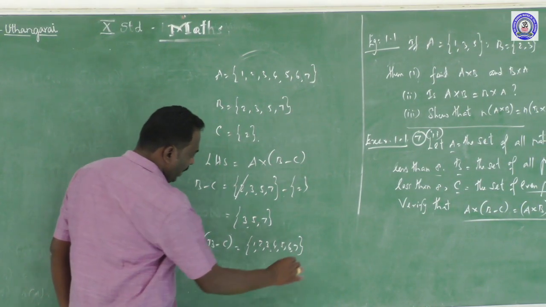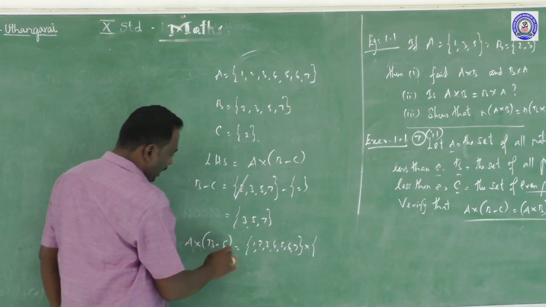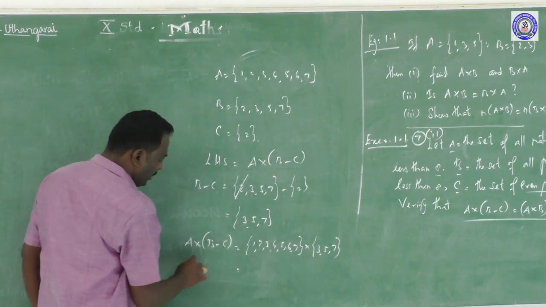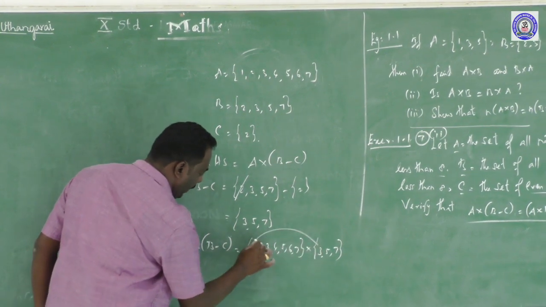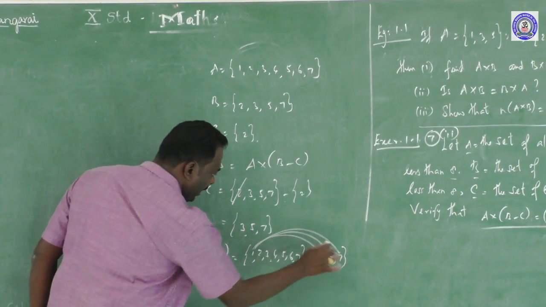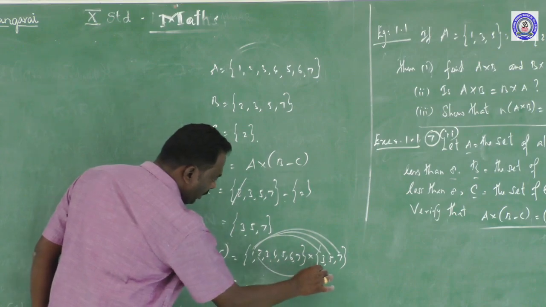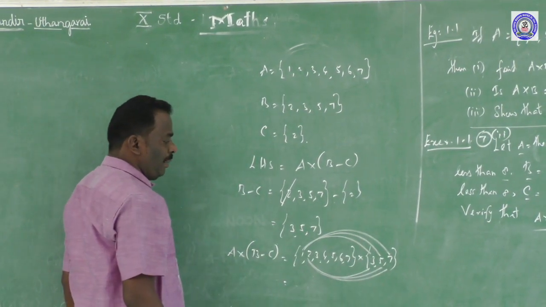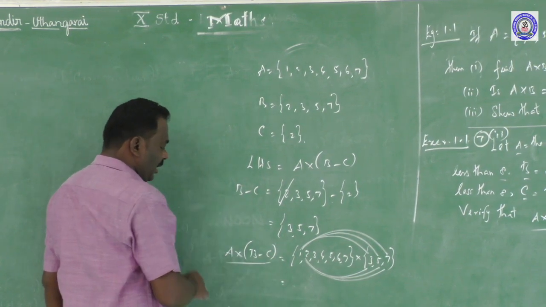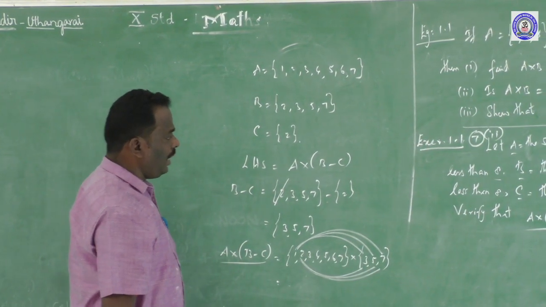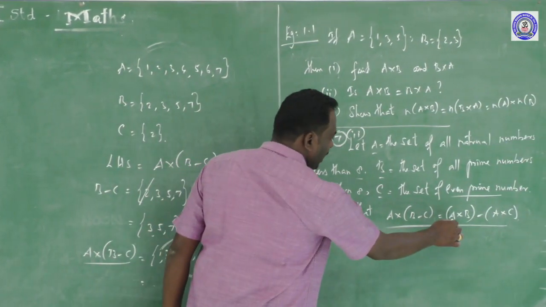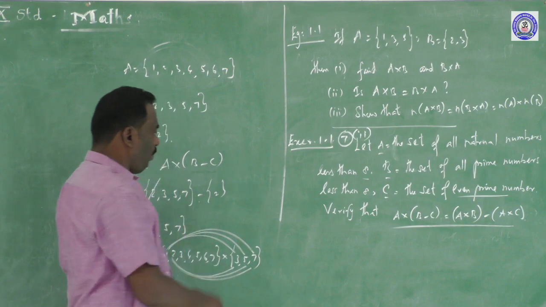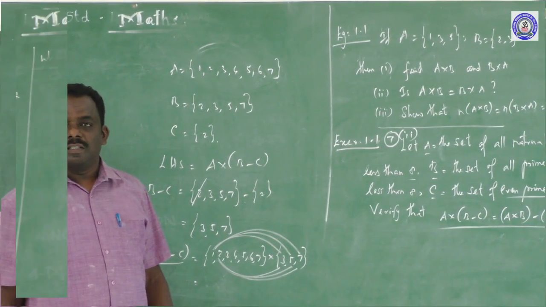It is called A cross (B cross C), which is 3, 5, 7. Now just find the cross product: 1, 3, 1, 5, 1, 7. Then 2, 3, 2, 5, 2, 7. Similarly, we can write all the elements of A cross (B cross C). And similarly we find the elements of A cross B, then A cross C, and find the difference. Finally we get that the left hand side and right hand side are equal.